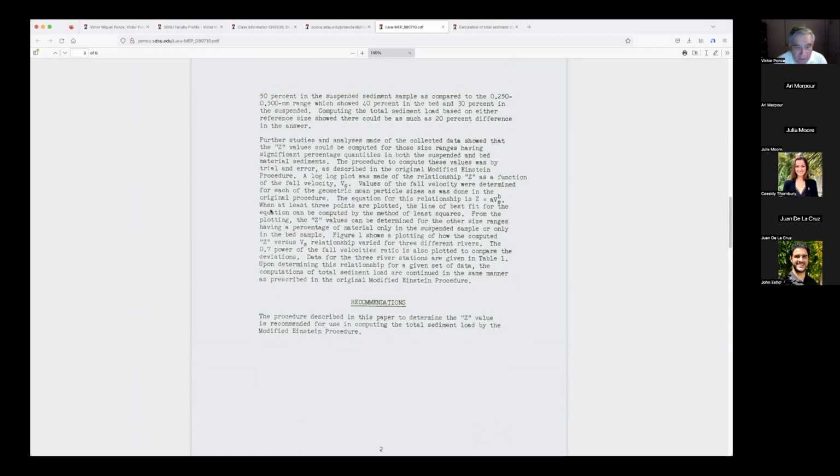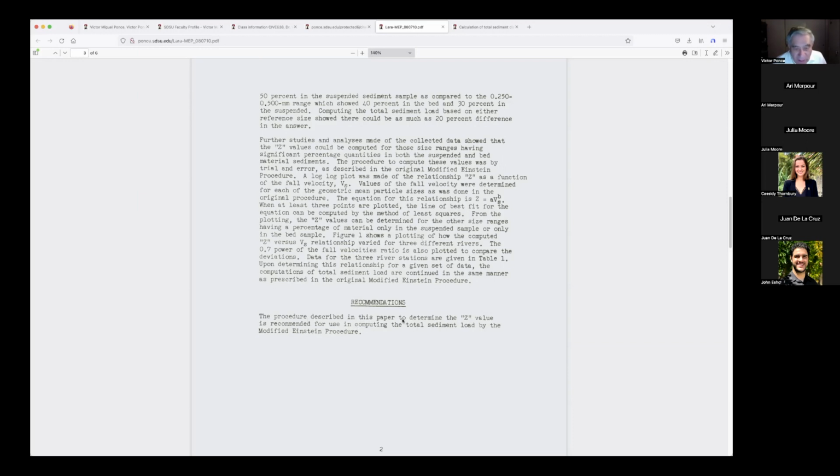Curve fitting here. The line of best fit for the equation can be computed by the method of least squares, right? That's standard stuff. By the way, we have several programs for the least squares, and one of them has been placed into the model. From the plotting, the Z values can be determined for other size ranges having a percentage of material only in the suspended sample or only in the bed sample. In other words, it's an extrapolation, but an extrapolation based on 2 points.